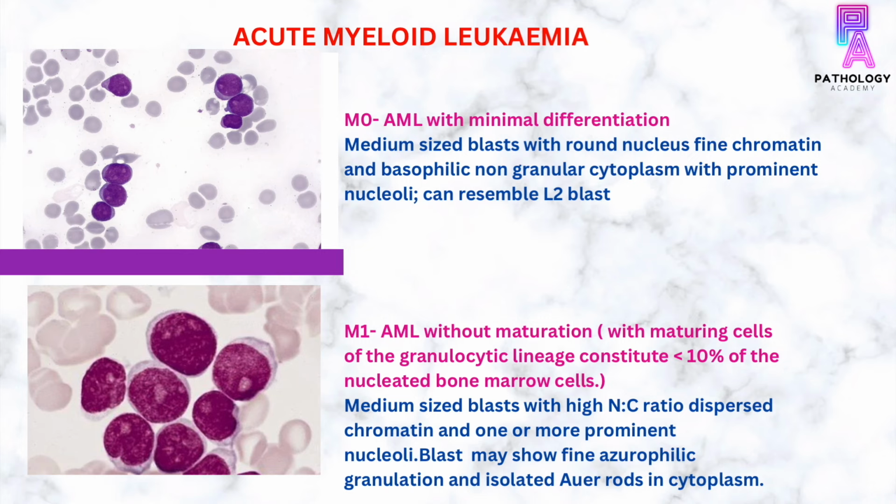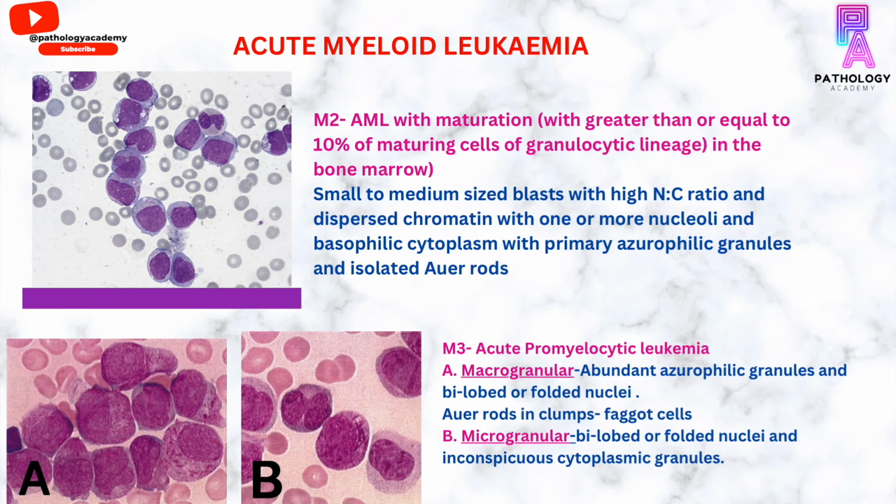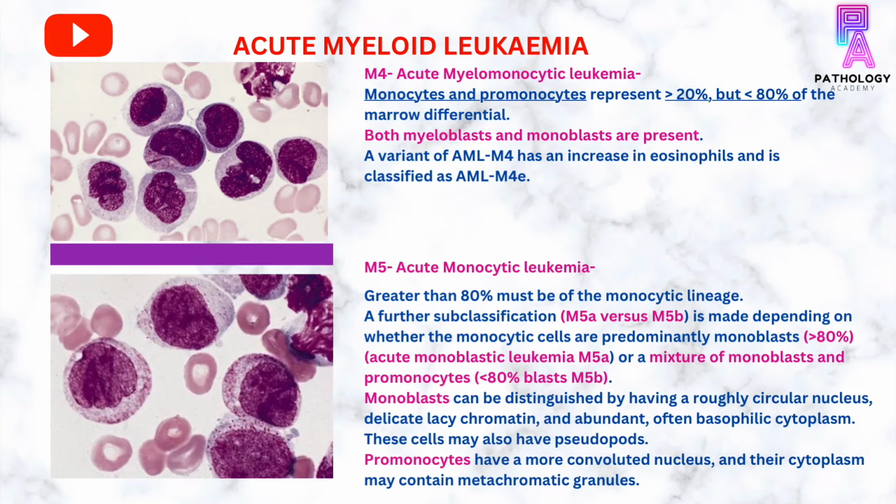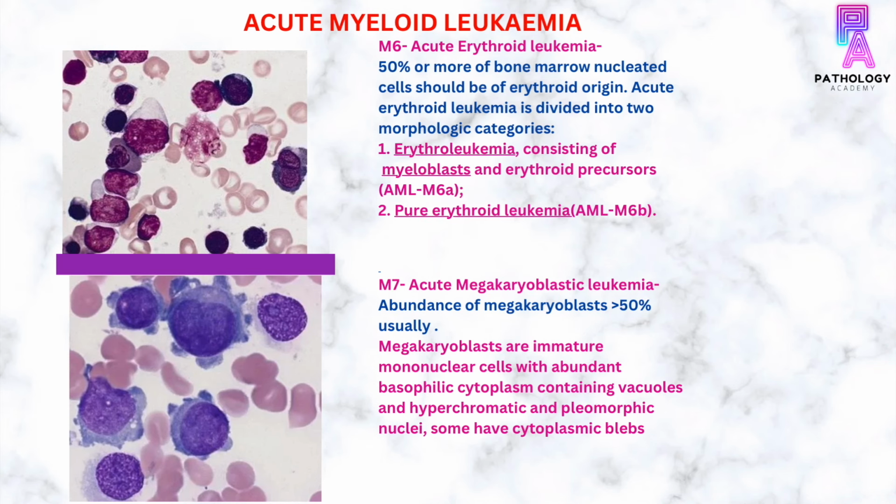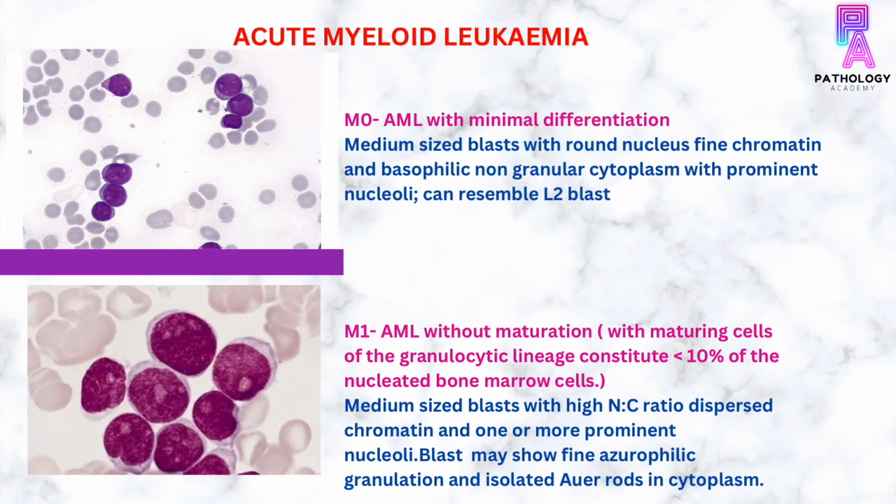According to the FAB classification, morphologically acute myeloid leukemia has been categorized from M0 to M7. In this video, I will be explaining all these M0 to M7 classes in detail. Coming to M0. The M0 is AML with minimal differentiation. In this, there are medium-sized blasts with round nucleus, fine chromatin, and basophilic non-granular cytoplasm. There can be presence of prominent nucleoli, and these blasts resemble blasts of the L2 series of ALL.